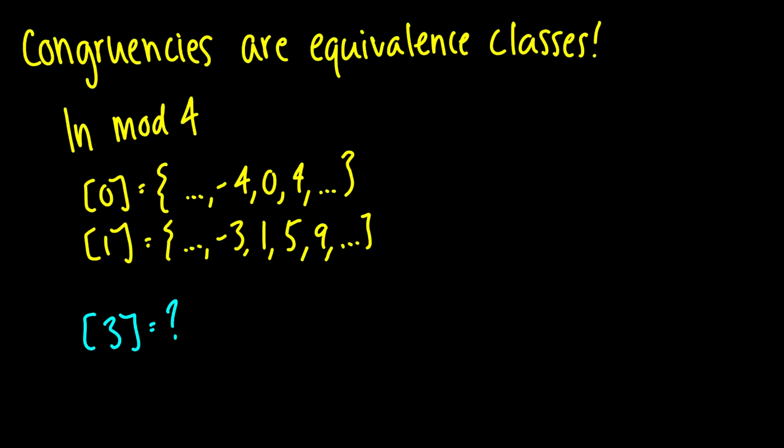So let's take an example in mod 4. Well, to set up equivalence classes for modular arithmetic, what we do is, if we have mod n, we set up equivalence classes for 0 all the way up to n minus 1. So you can see here that we have 0, 1, 3. I should probably write a 2 in there. And these are the 4 equivalence classes we have.